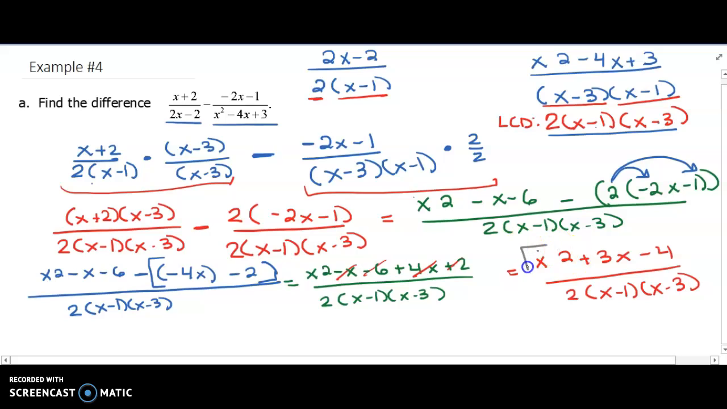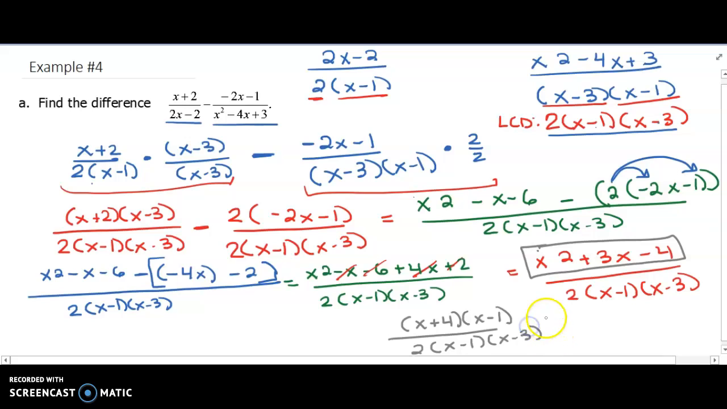All right, so we're almost done. My numerator here does factor. So that's (x + 4)(x - 1) over 2(x - 1)(x - 3). Now notice we have a common factor, x minus 1. So I'm left with (x + 4) over 2(x - 3).